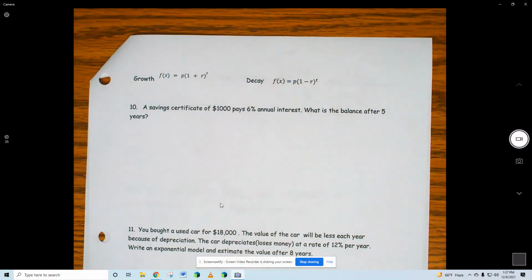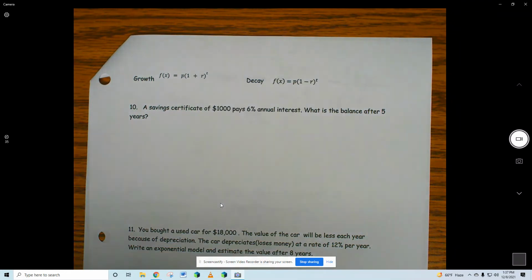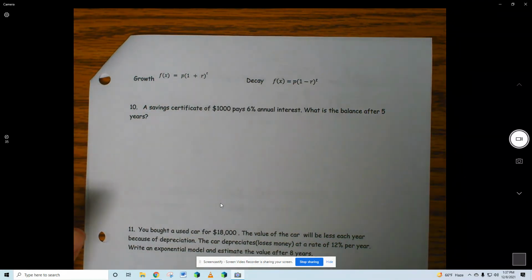All right. Turn the page, please. Here are the formulas for growth and decay.